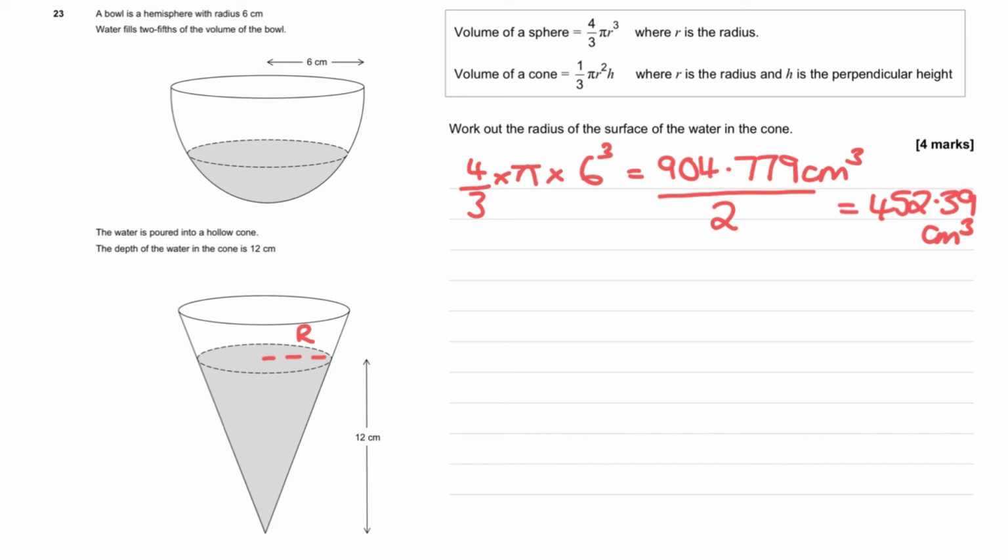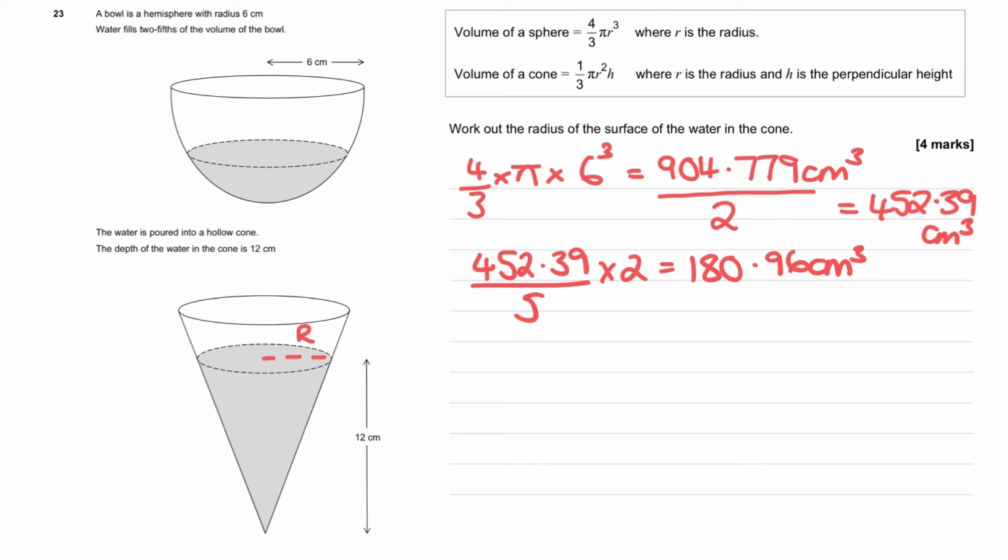That's the volume of the whole hemisphere, but we've been told that the water only fills 2/5 of that. So we need to work out the volume of 1/5 of the bowl and then times it by 2. So 452.39 divided by 5 times 2 is going to give us 180.96 centimetres cubed. So now we know how much water there is, we can now look at the cone.